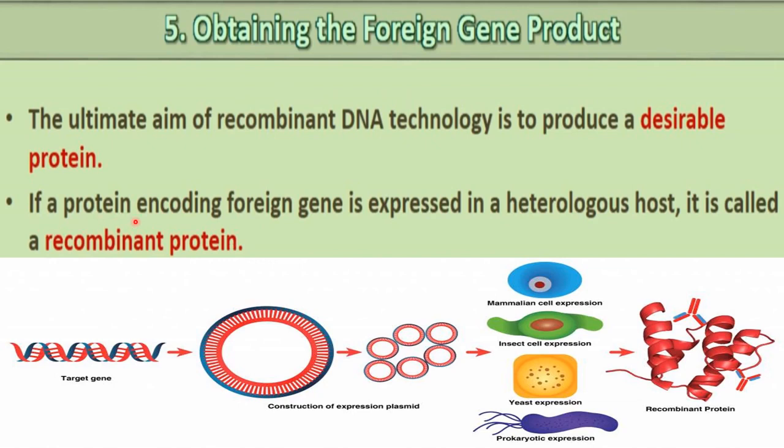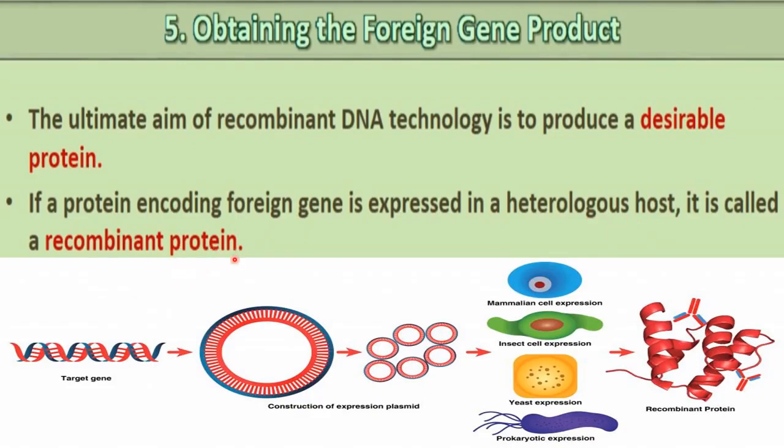So if a protein encoding foreign gene, foreign piece of DNA you can say, is expressed in a heterologous host, it is called recombinant protein. Heterologous host means the host or the cell or the organism that is not related to that foreign piece of DNA. Okay, so this foreign piece of DNA is not related to this host. So in this case we are saying it heterologous host. Okay, a different host.